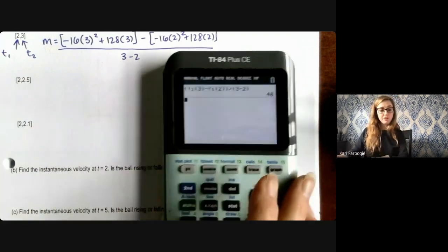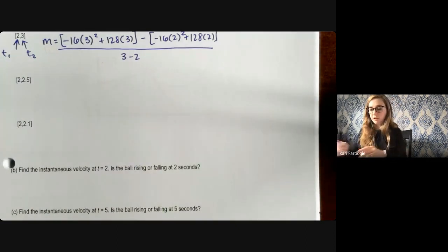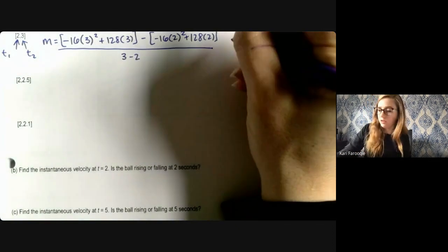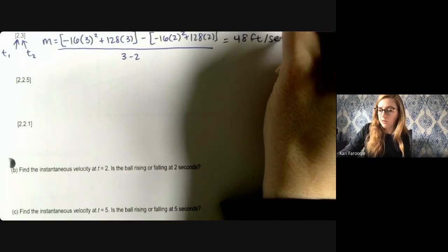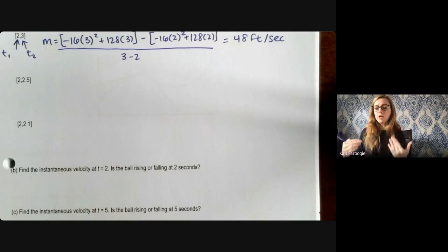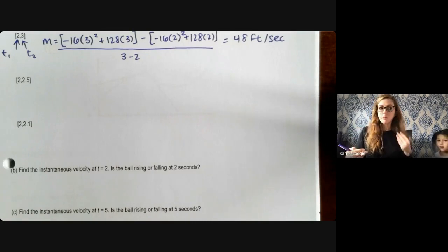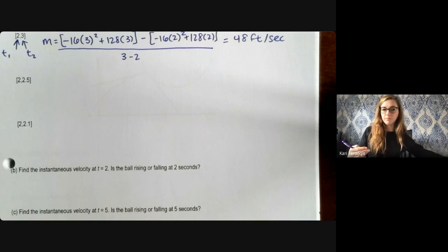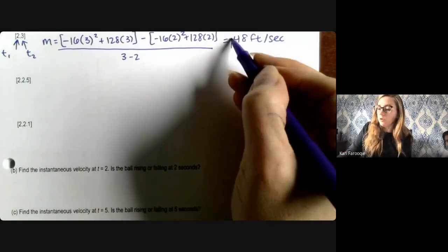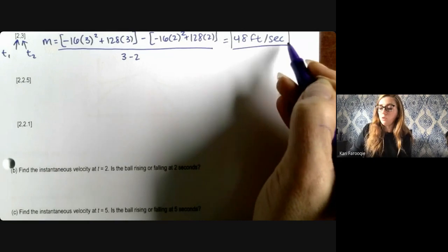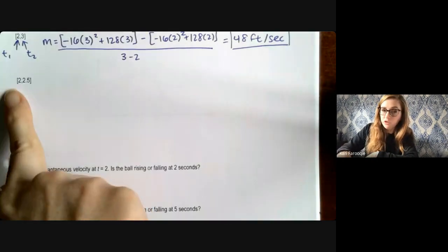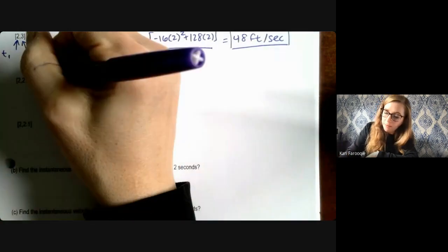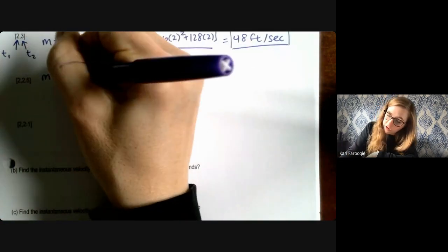So you could do that the long way and enter that all yourself, or you could just do it in your calculator to save some time. So this is 48. And remember, we're talking about a rate of change of the position over time, so we're going to talk about this as feet per second: 48 feet per second. You can do the same thing to evaluate all of these. In the next example, if you're going from 2 to 2.5, again, we can do the same thing using our calculators.